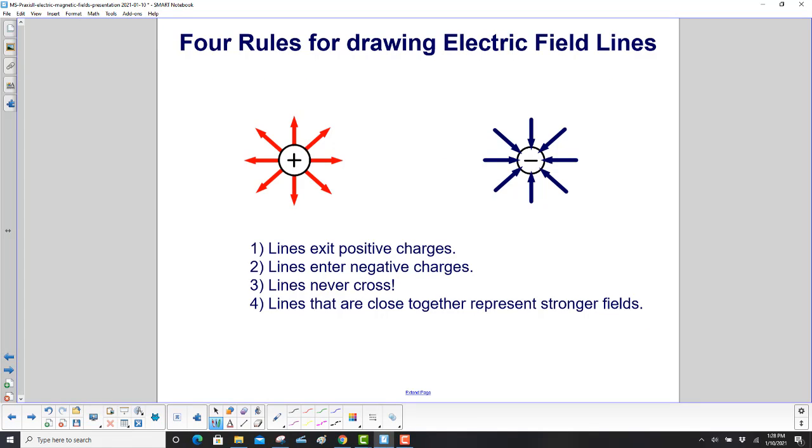We have 4 rules for drawing electric field lines. 1. Lines exit positive charges. 2. Lines enter negative charges. 3. The lines never cross. And 4. Lines that are close together represent stronger fields. So the field is stronger here, right? Because if we extended these lines out here, you can see how they're farther apart out there. Closer here, the field is stronger to the charge.